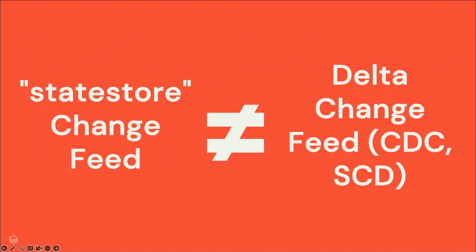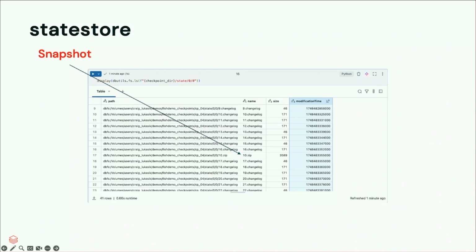I don't have time to go through the live demo, but one thing I want to point out is this state store change feed: don't confuse it with the Delta change feed or CDC or SCD. It's not intended to be used like that. That state is not something that you can stream off of. It's only a spark.read.format state store. There's no support for readStream. But you can still use the state reader API to run queries, and those queries can be used to populate dashboards.